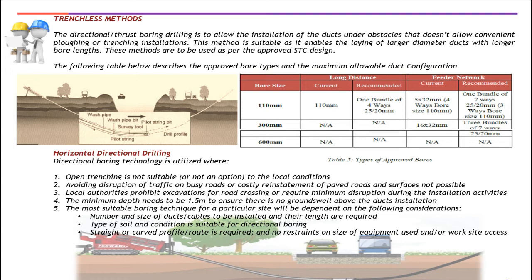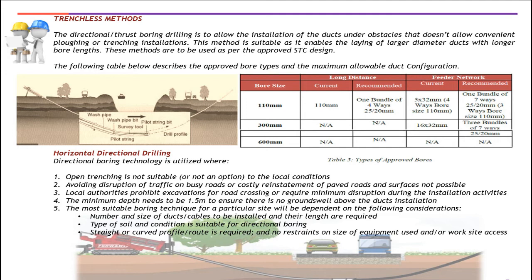And for the 600 mm bore size, in this table there is actually no information because we are not using this from time to time. But anyway, you can install a 110 mm pipe or a 25 by 20 mm microducts. So, horizontal directional drilling.